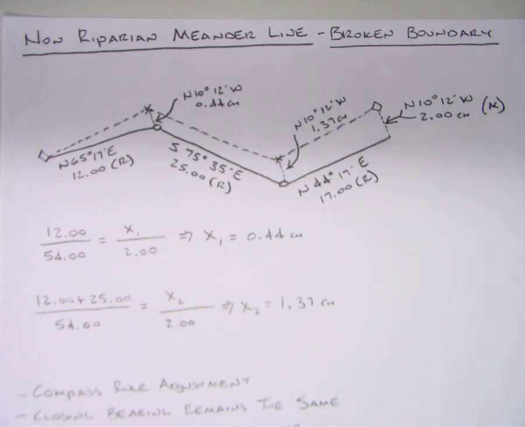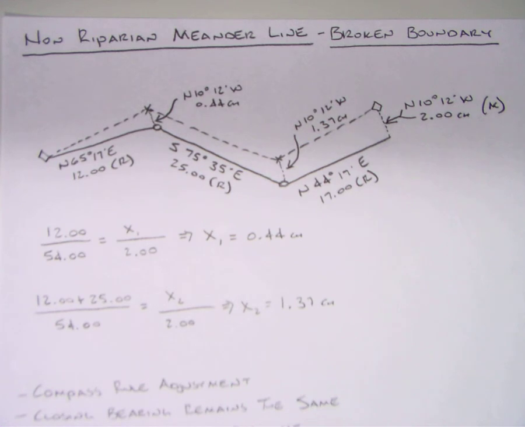Now we're taking a look at a non-riparian meander line adjustment, also known as a broken boundary. I'm not really sure exactly why they call it a non-riparian meander line, because it is used to adjust meander lines, and it would also be used if you were retracing a ridge line and it wasn't monumented at every angle point. It would be a good way to adjust a ridge line as well. But anyhow, let's take a look at it.